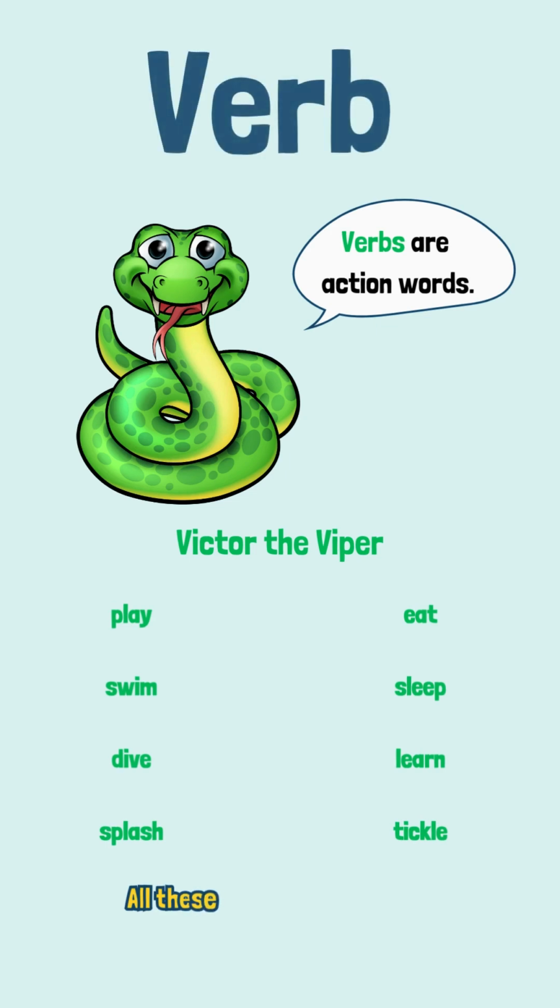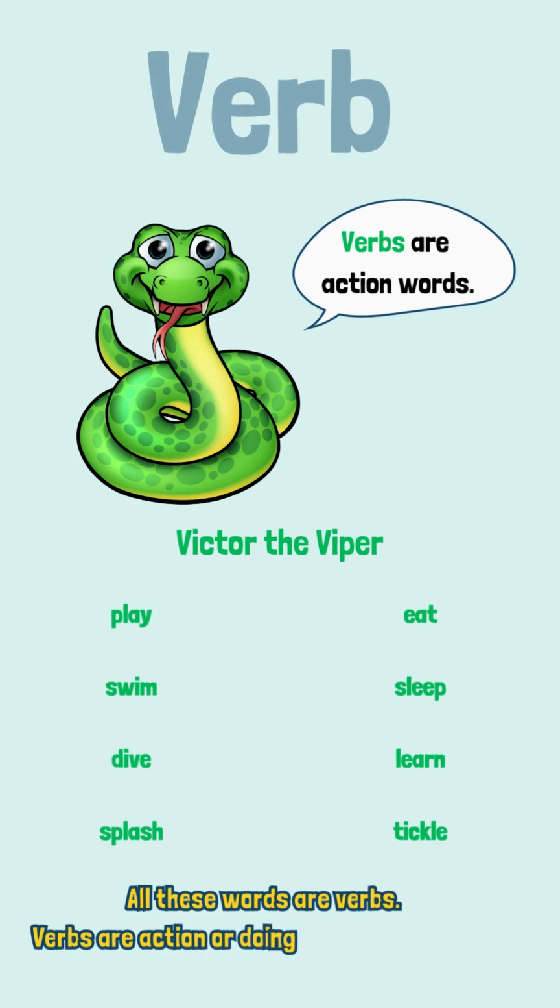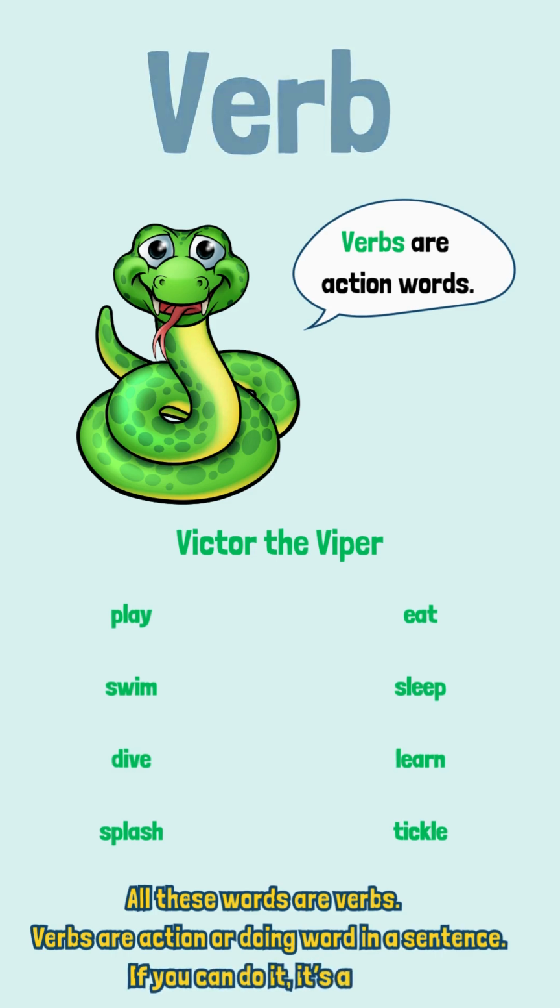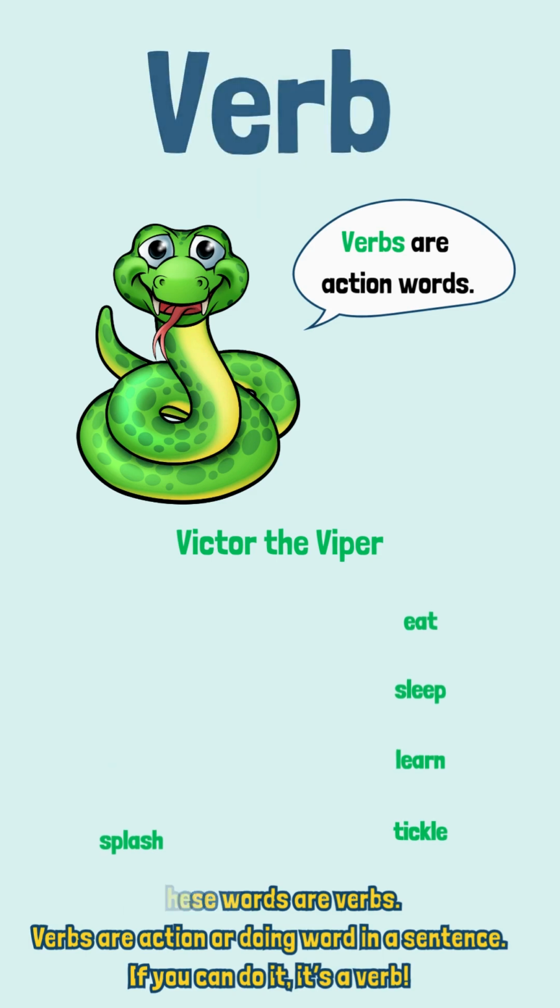We've met Victor the viper before, and he tells us that verbs are action words. And all of these words here are verbs. So verbs are action or doing words in a sentence. Remember, if you can do it, it's a verb.